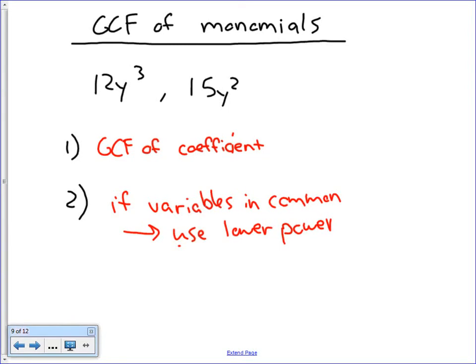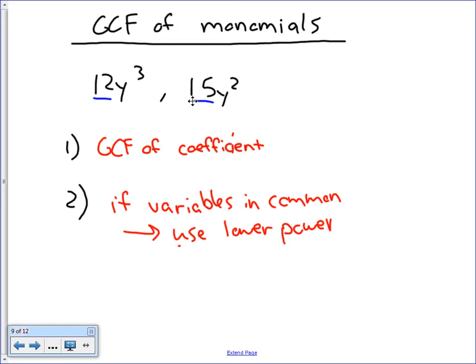All right, so the next topic I'm going to talk about is the greatest common factor of monomials. So monomials are a product of variables or certain numbers together, as we have 12y to the third and 15y squared. And what we do to find the greatest common factor of these guys is we first, step one, need to find the greatest common factor of the coefficients. And remember, the coefficients are the numbers at the head of the monomial.